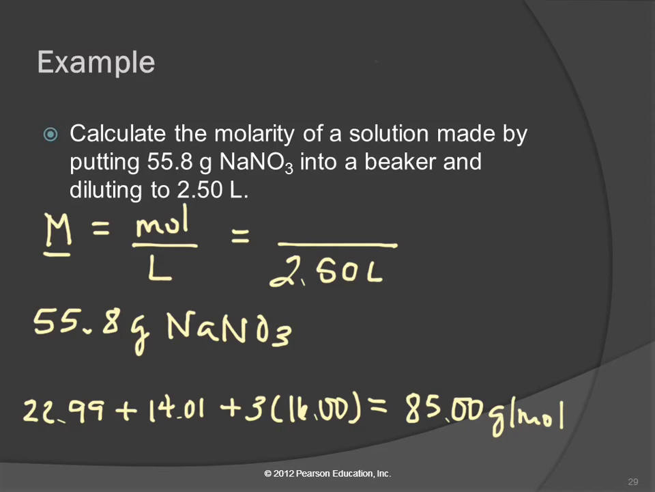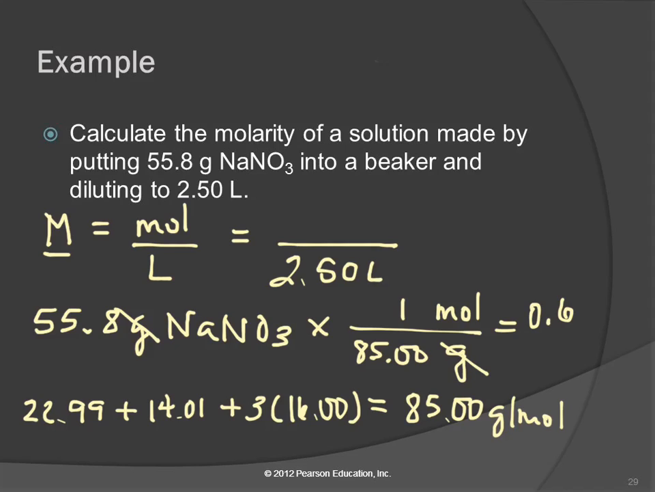It's grams per mole. So we take our mass, and we're going to multiply by moles and divide by grams, right? Dimensional analysis. Well, 1 mole weighs 85.00 grams. So we're going to take our 55.8 and divide by 85. 0.6565. I'm going to put an extra one in there. Moles. That's what goes in the numerator. 0.6565 moles.